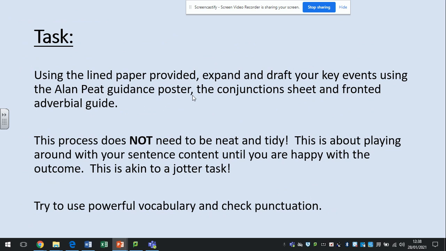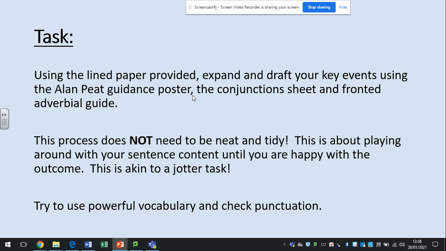So your task, you've just been given 2 sheets, double-sided, of lined paper. Now, the reason for this is for you to draft your key events using the Alan Peat guidance posters and conjunction sheet and fronted adverbial guide. Now, this is not about being neat and tidy. It's obviously helpful if you can read your writing, but what this is about is playing around with your different sentence types and content until you're happy with the outcome.